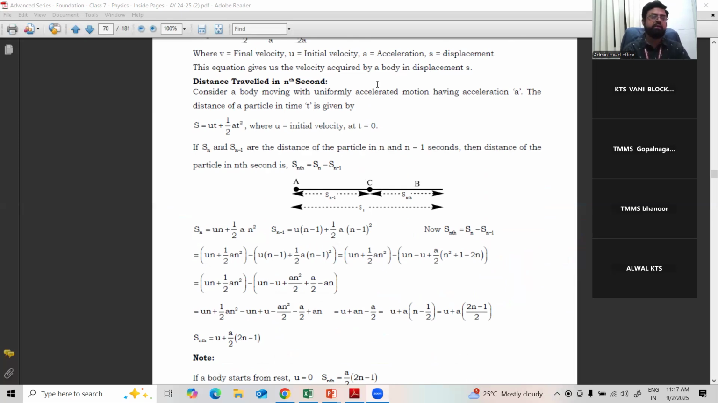For example, see, a body started from here and moves up to here in 5 seconds. In 5 seconds the body covers 10 meters. For example, I am telling. What is the distance traveled by the body in the first second, second second, third second, fourth and fifth second? So this is a total of 5 seconds for the entire motion. So what is the distance traveled in the fifth second?